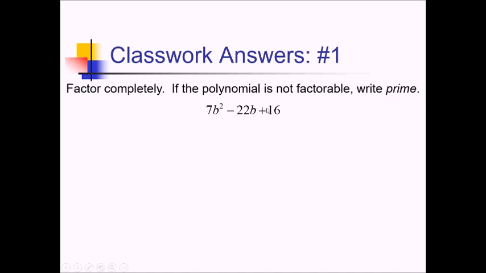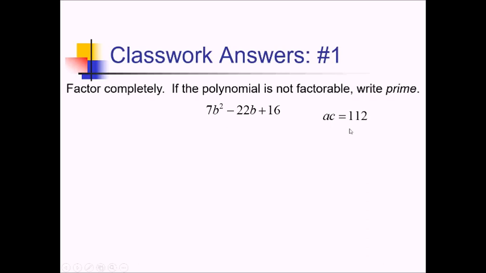So we got 7 times 16. That's going to be, let's see here, 70 plus 42, that's 112, positive 112. So I need factors of 112 that add up to negative 22, and they'll both be negative because they multiply to a positive and add up to a negative. Okay, so what do we have here?